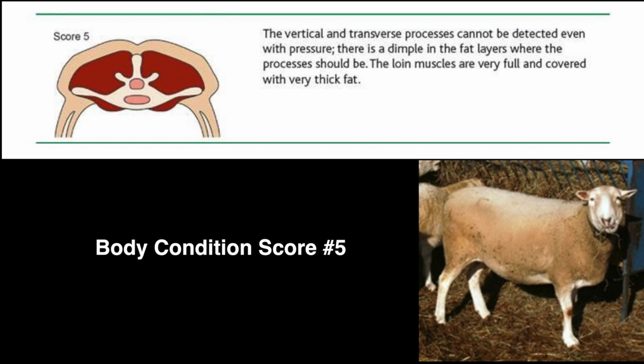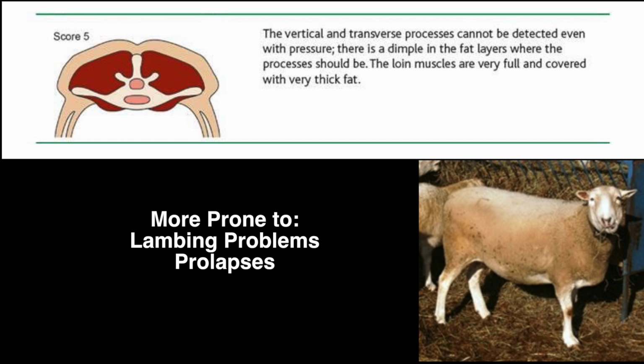A score of 5 is an obese sheep. The spinous processes cannot be felt. The loin has a full amount of muscle and a thick covering of fat. The transverse processes cannot be felt. A score of 5 is not a good thing, as they are too fat and are not fit. Overweight sheep are more prone to lambing problems and prolapses.